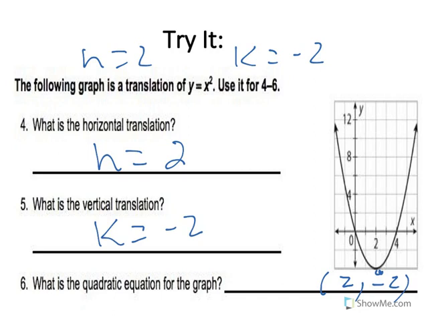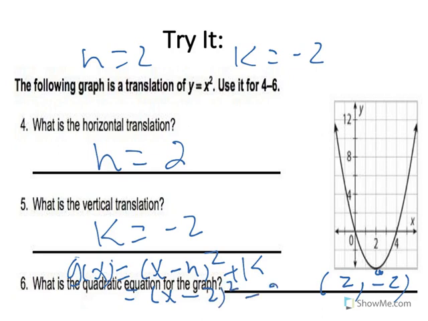So what is the quadratic equation of the graph? So we see that it's g of x, not f of x. So then our g of x is equal to a times x minus h squared plus k. Right? So then our graph is going to be g of x equals x minus 2 squared minus 2.